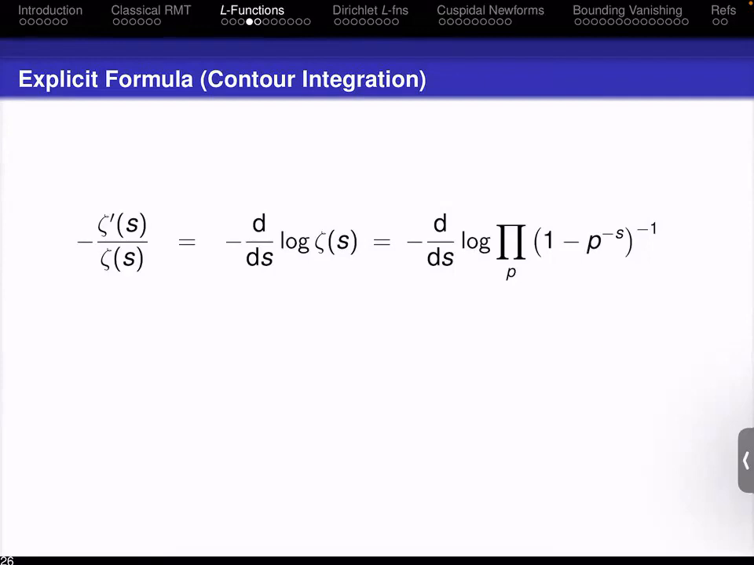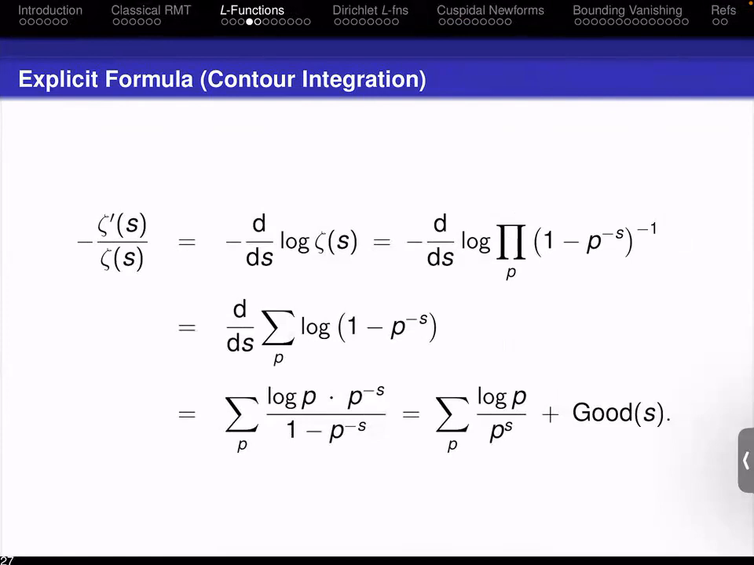So now if we take the derivative term by term, and again, I'm not going to worry about proving convergence, we get the following, and then we have a geometric series that we can expand out. And so as long as we're in a place where everything converges, I can isolate the first term, and then there's everything else. And then you just show that everything else is well-behaved, and that most of the behavior is going to be coming from the first term over here.